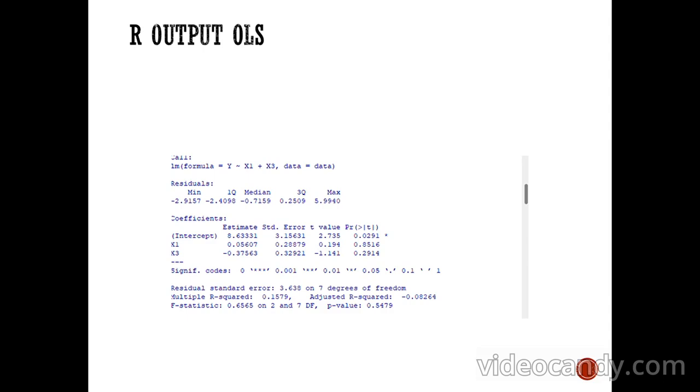The output comes out this way. We have the coefficients of x1 and x3. You can see what we have. We have our R square and the rest of them.